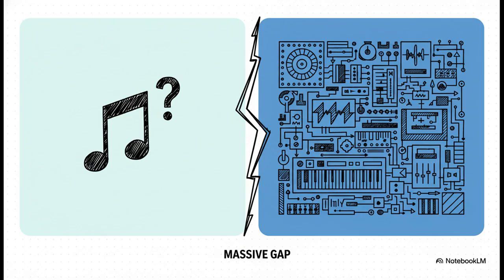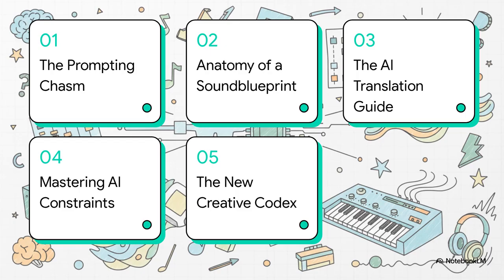This is what separates a generic AI track from something that sounds genuinely professional. So how do we get from the prompt on the left to the blueprint on the right? Well, that's exactly what we're here to do. Here's our roadmap. We'll start by really understanding this prompting chasm. Then we'll dissect the anatomy of what we're calling a sound blueprint. After that, we'll get into a practical translation guide, talk about mastering AI constraints, and wrap up by looking at this whole new creative codex.